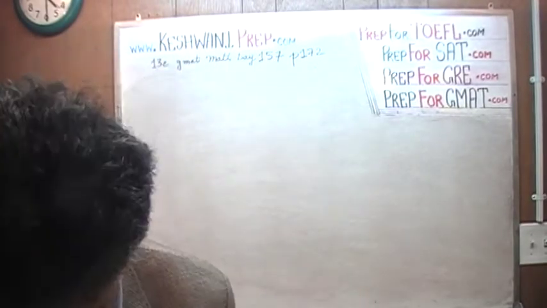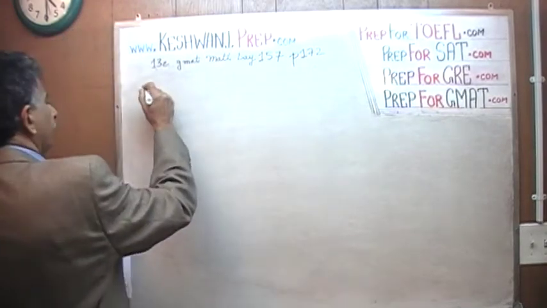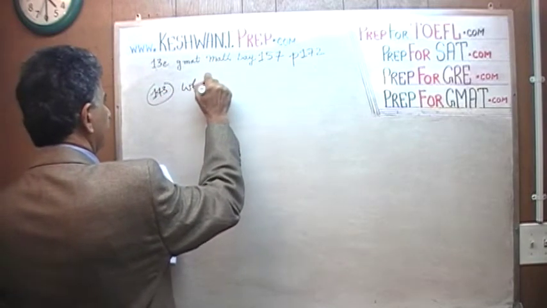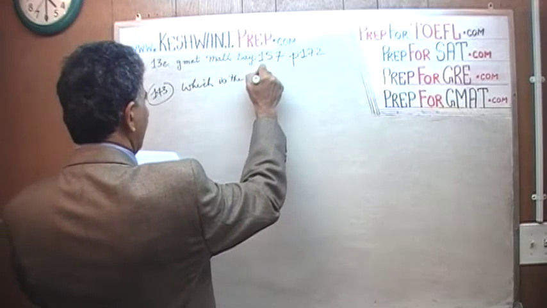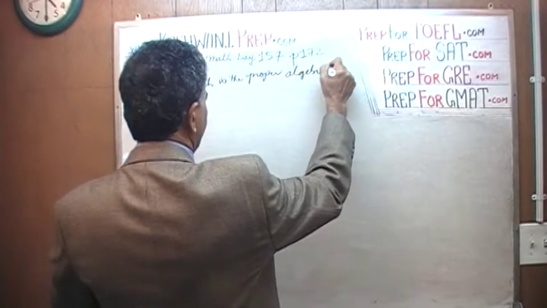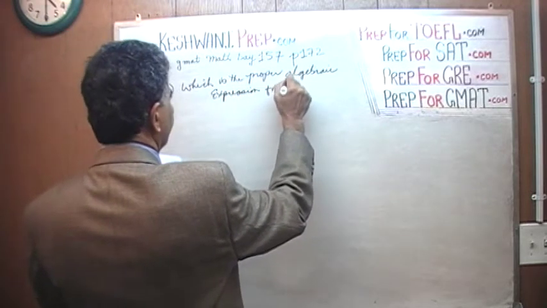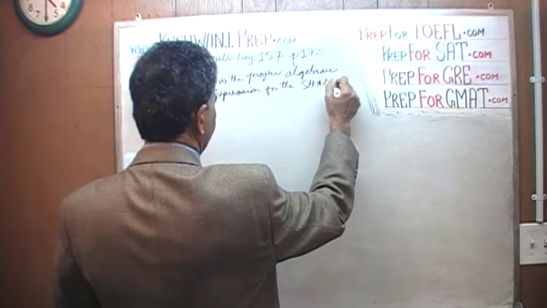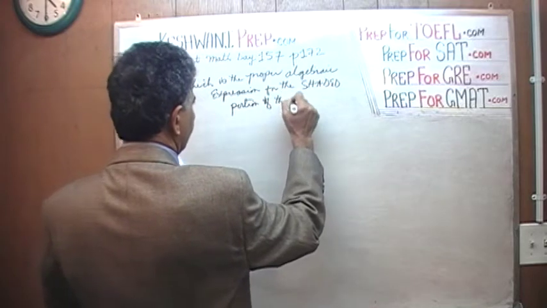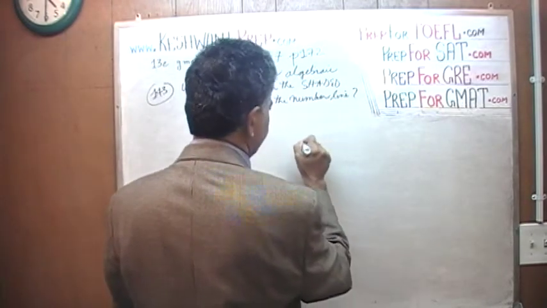In problem number 143, they give us a number line. And the question simply is, which is the proper algebraic expression for the shaded portion of the number line. So here is our number line that they give us.